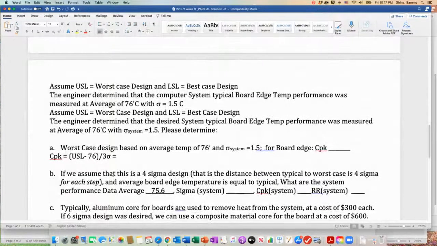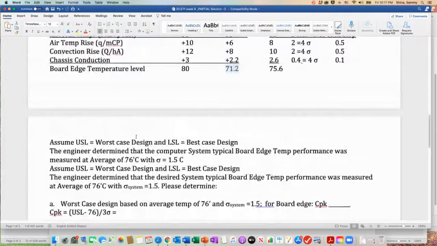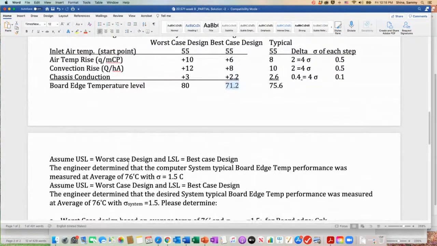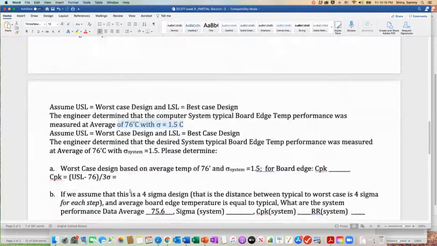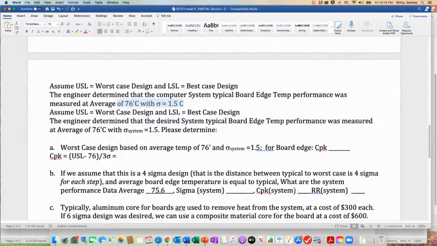And the sigma is not the same sigma as in A. The sigma from A came out from a typical observation of an engineer saying the system sigma is 1.5. But now we're taking sigma from the root mean square of the sigmas of the system. So you're going to have the CPK and the reject rate from the CPK.